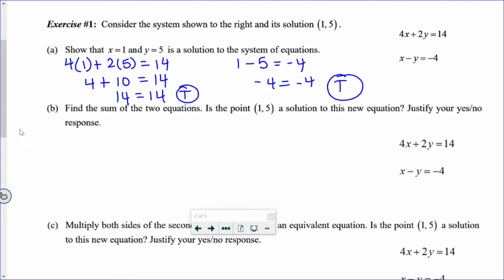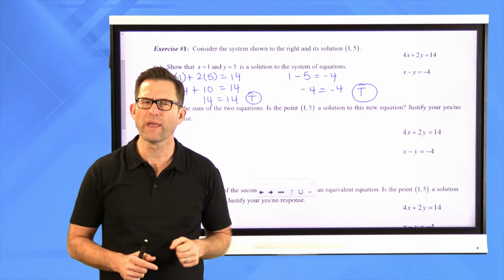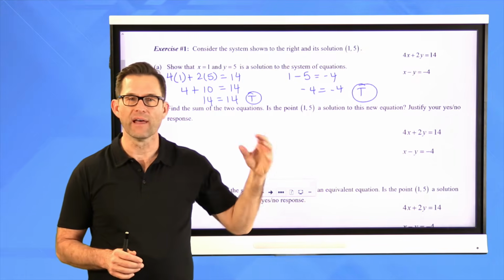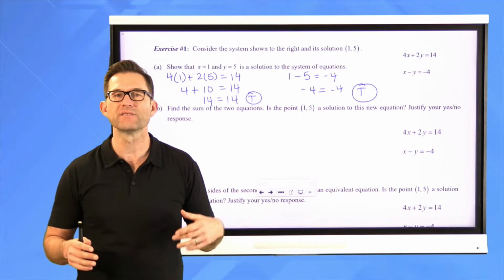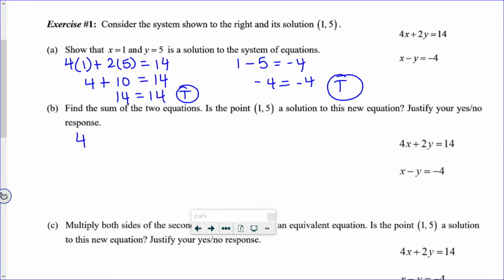Find the sum of the two equations. Is the point (1, 5) a solution to this new equation? Justify your yes or no response. All right, great. So I want to find the sum of these two equations. What does that mean exactly? Well, it means that I want to add the left side to the left side and the right side to the right side. The way that I like doing this is to literally stack the equations one on top of another. So I write this one, and I write this one, and I'm going to add the two equations together.